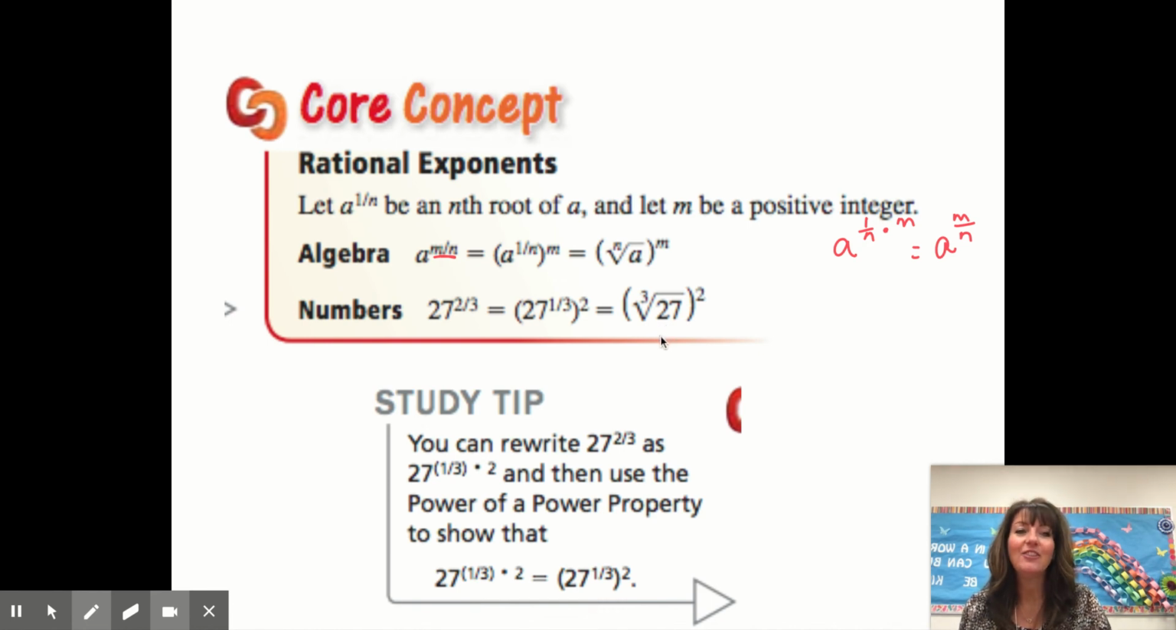Mrs. Kleinman, we have 3 times 3 times 3. The cube root of 27 is 3, not 9. I don't know where these things come from in my brain. I really don't.